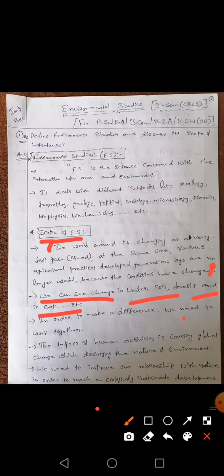In order to make a difference we need to work together to develop the environment. And the last point: the impact of human activities is causing global change, destroying the nature and environment. Whatever I explained till now is simply explained in this one term. So we need to improve our relations with nature in order to reach ecologically sustainable development.